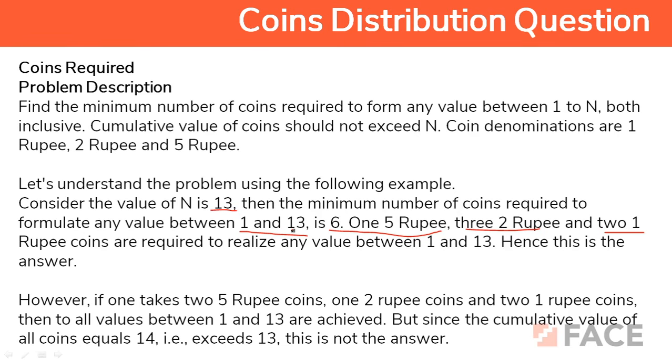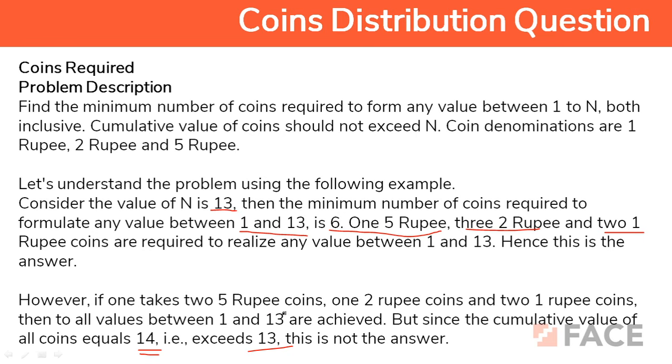But the problem here is if you take the value, 2 into 5 is 10, 2 into 1 is 2 rupees, plus you have a 2 rupee coin. So 2 plus 2 plus 10, the total becomes 14. But clearly it is given that the total cannot exceed 13.